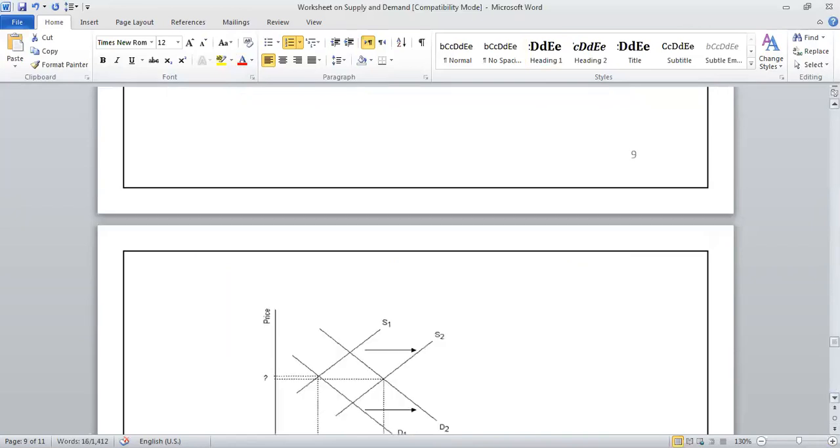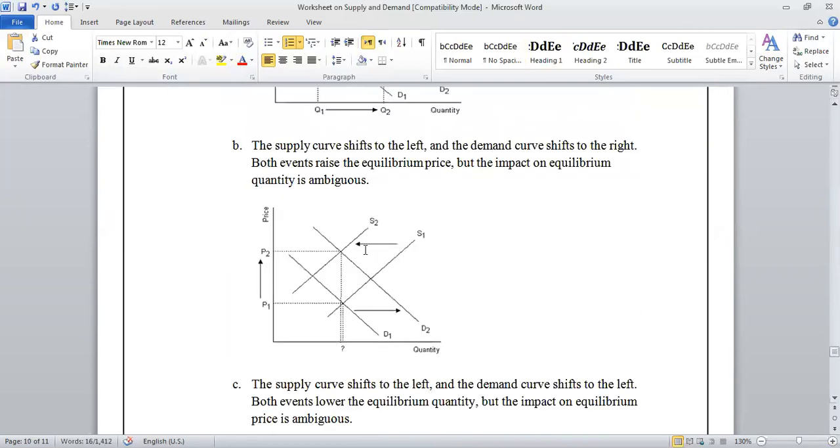Look here. B, you have, okay, first we graph demand, D1 and S1. This is your original equilibrium. This is step number 1. Step number 2, supply will decrease and shift to the left, and at the same time, demand will increase and shift to the right. Where is the new equilibrium? It's the new intersection point between the new demand curve and the new supply curve, right here. Okay.